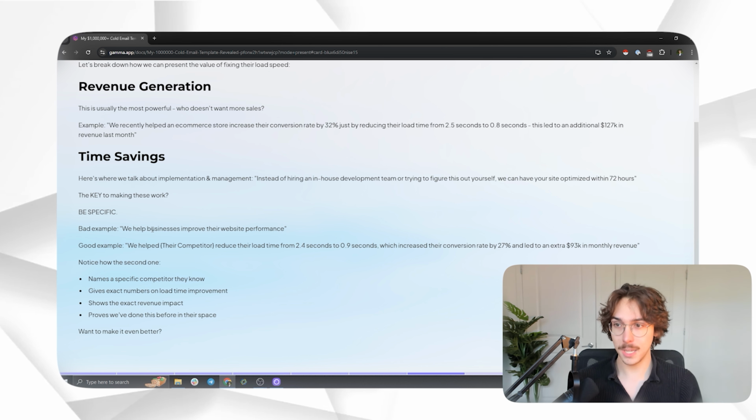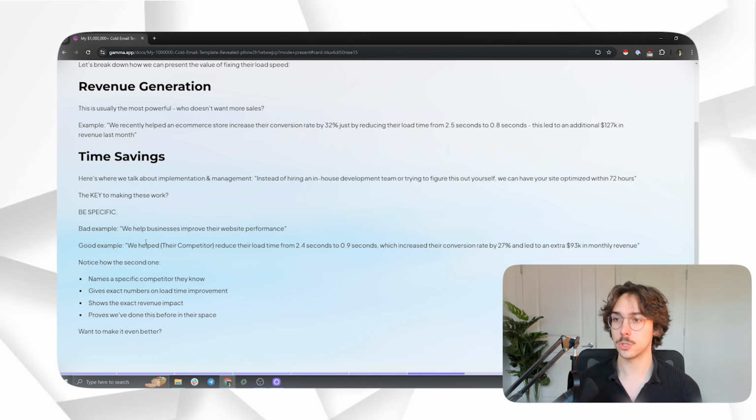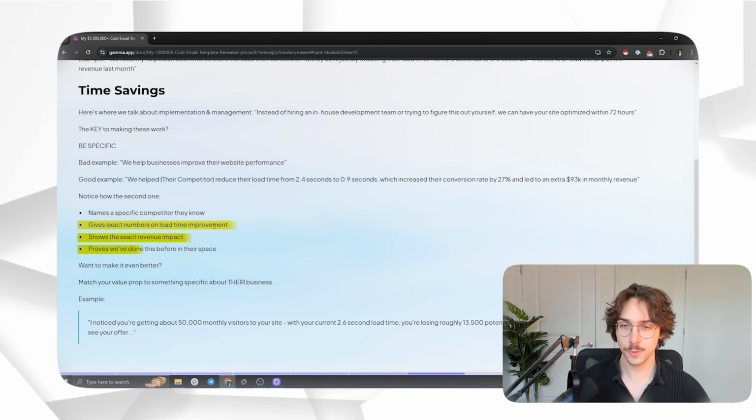If you're doing this manually, again, you can use this template and cross-reference it against a bunch of different people you're doing individually, or you can do this at scale through a tool like Clay or working with an external partner. So a good example, hey, we helped your competitor reduce their load time from 2.4 seconds to 0.9 seconds, which increased their conversion rate and added additional revenue, right? Again, good example, being specific, bad example, being general. Notice how the second one gives a specific competitor, gives exact numbers, shows the exact revenue impact, and proves that we've done it before. This is how you make your emails good.